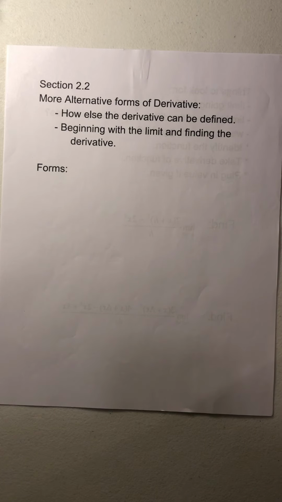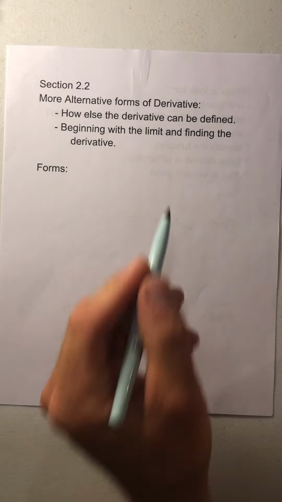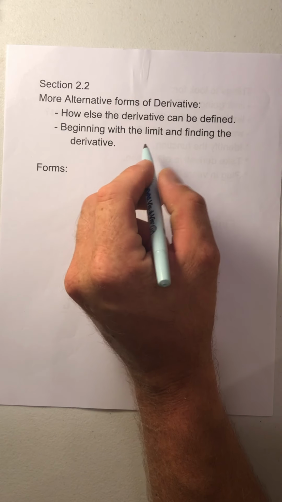All right, welcome back. We're going to finish up section 2.2 here with another day of alternative forms of derivative. We've got the alternative form that allows us to find the derivative at a point, but we also want to be able to look at an alternative form of the definition of derivative. So let's go ahead and talk about the definition of derivative for a second.